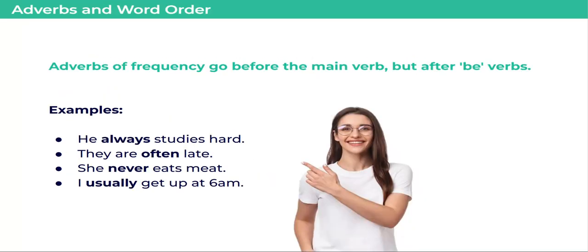We also can add adverbs in word order. Adverbs of frequency go before the main verb, but after be verbs. For example, he always studies hard. They are often late. She never eats meat. I usually get up at 6 a.m.